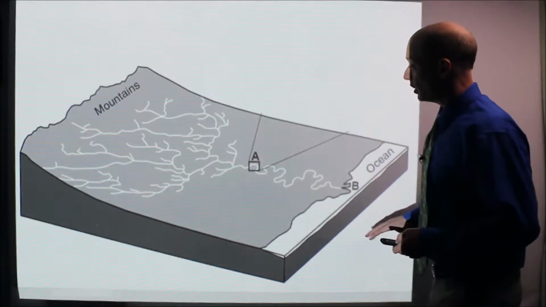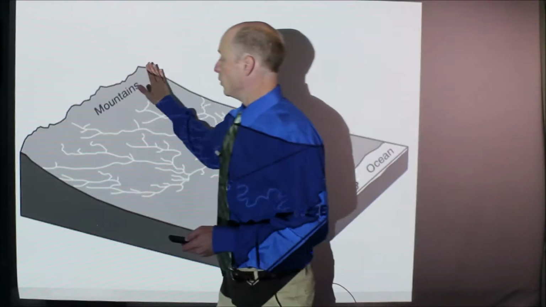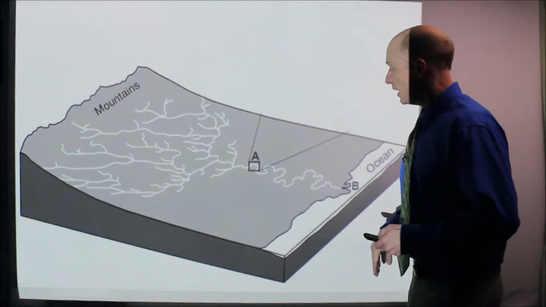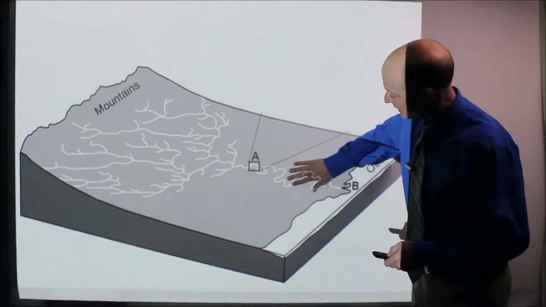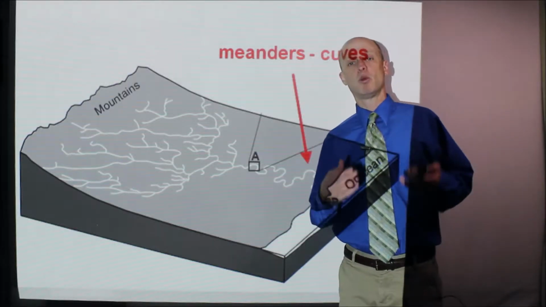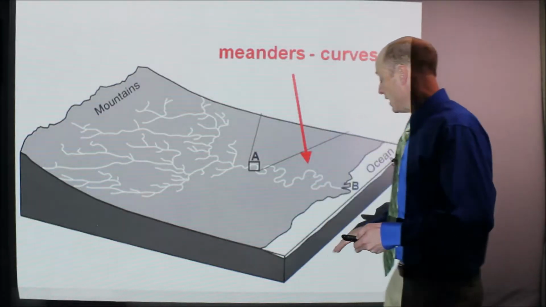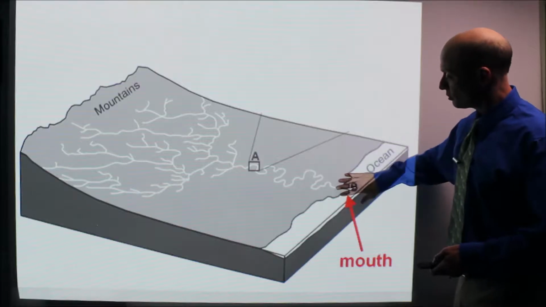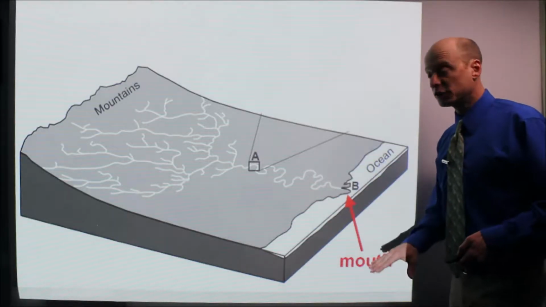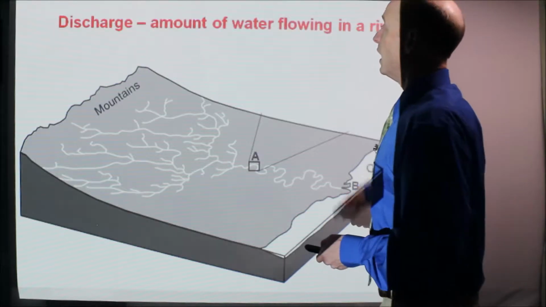This picture shows a few things. This is where the river will start. It's called the head of the stream, or the headwaters of the stream. I want to point out right here where it gets kind of flat. These curves are called meanders. That is the word that we use for the curves in a stream. And right here, where the stream enters the ocean or a large lake, it's called the mouth of the stream. All terms that you want to be familiar with.